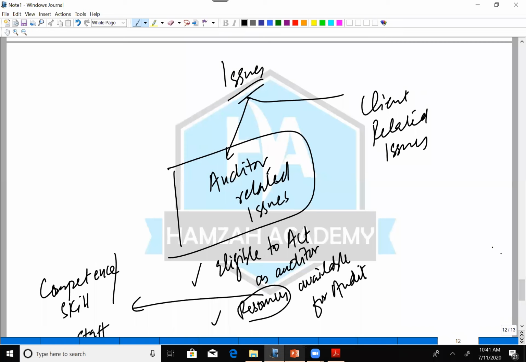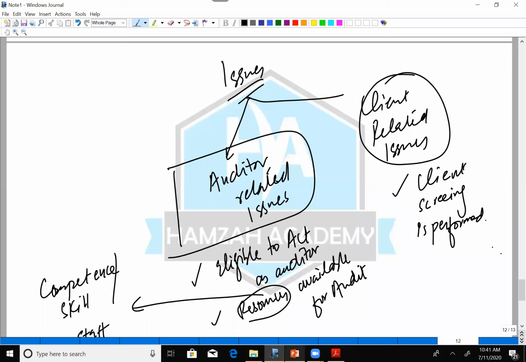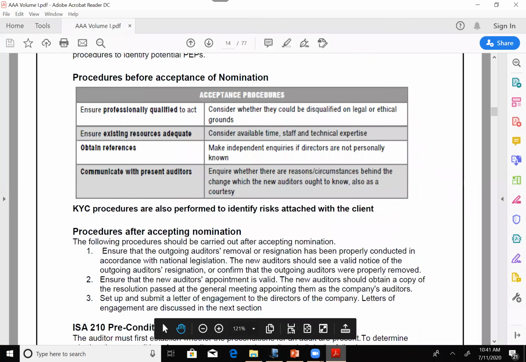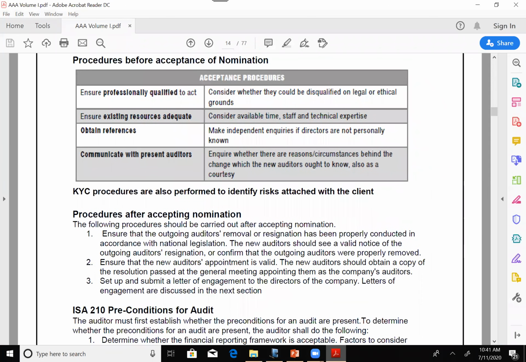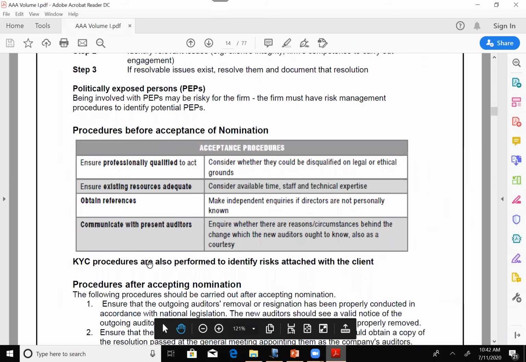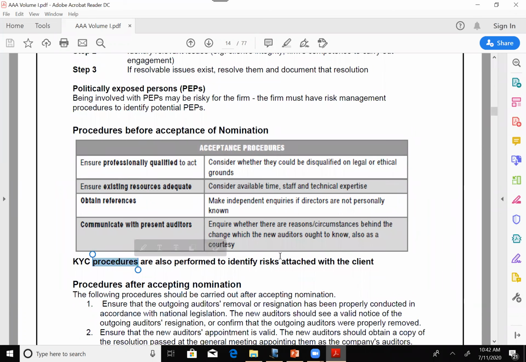So client-related issues, what are they? Client screening is performed. Yes, client screening. Due diligence, which we discussed recently, of the client. Know your client. Whether it is a high-risk client or a low-risk client, whether we should accept the audit or not. Client screening, information, and KYC procedures. We have done that. KYC is know your client procedures.